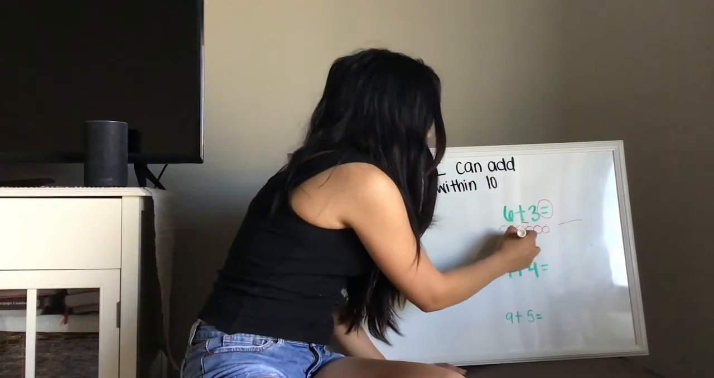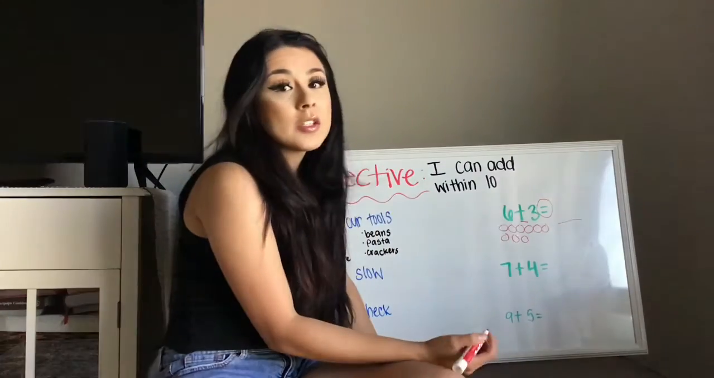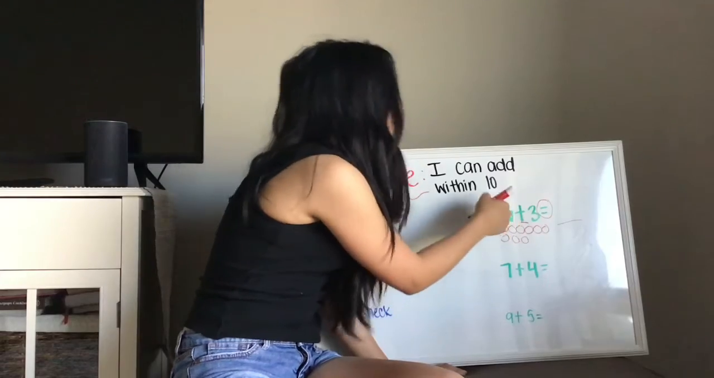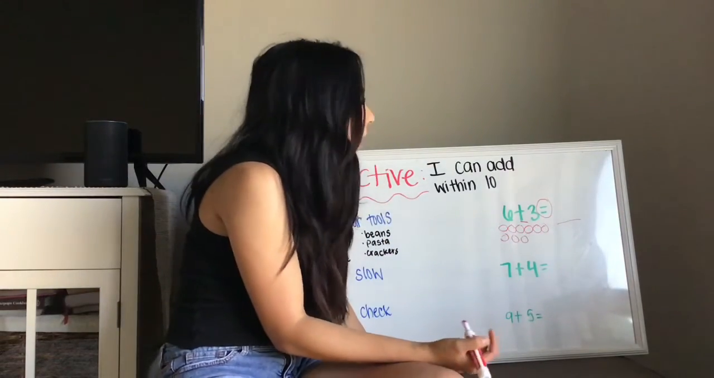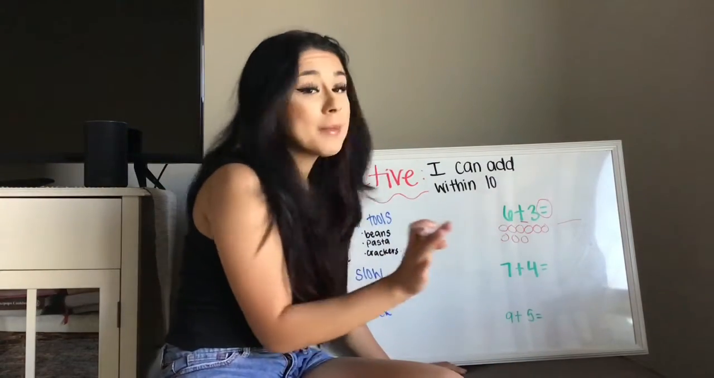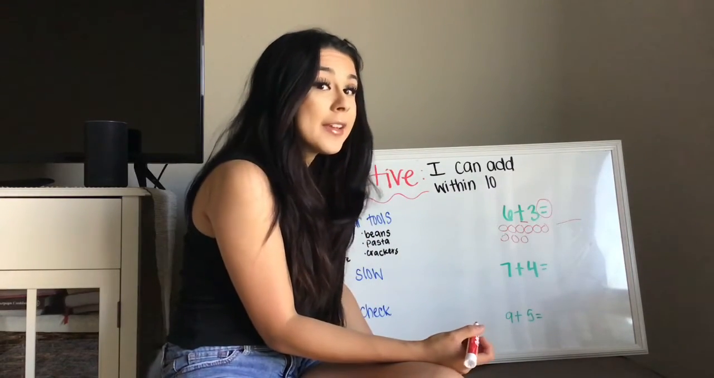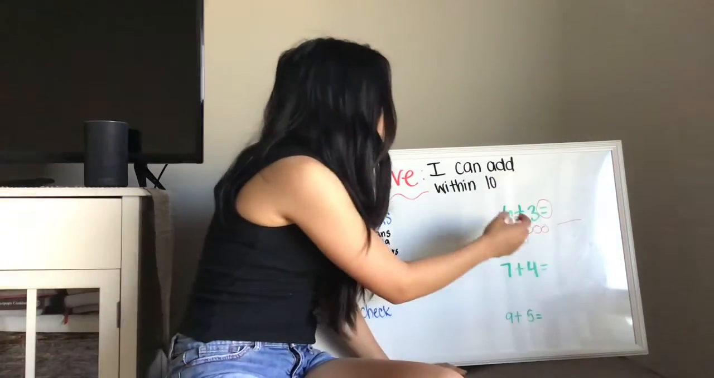1, 2, 3. So I'm going to go double check. 1, 2, 3. 1, 2, 3, 4, 5, 6. That matches my number sentence. If I had 7 plus 4, that would not match my number sentence, and I'd have to go back and fix that. So now we're going to work together and count. Go ahead, let's get ready.